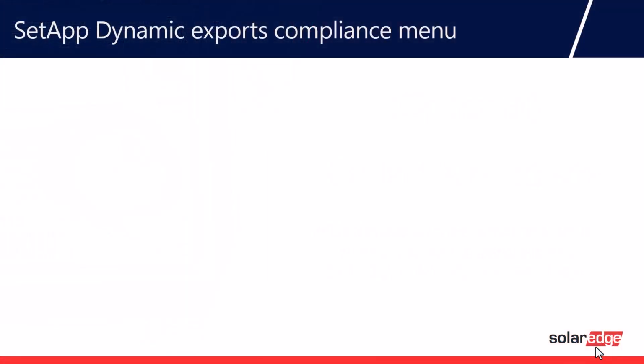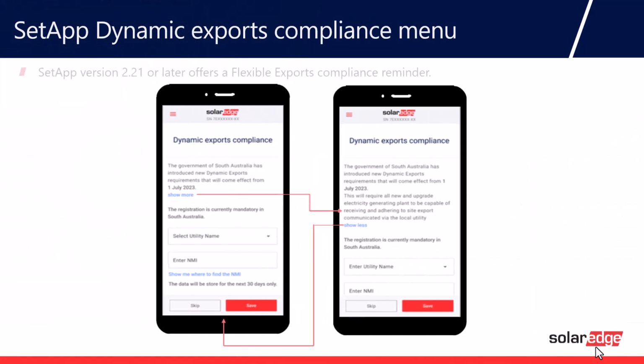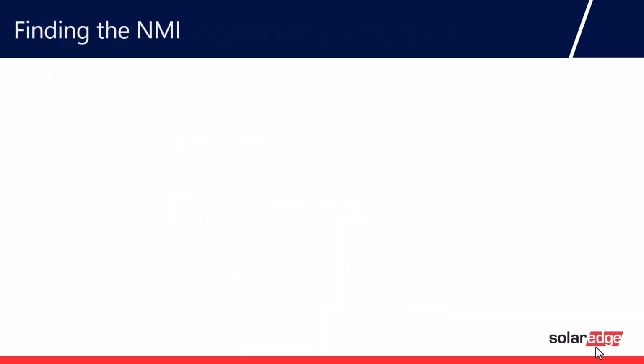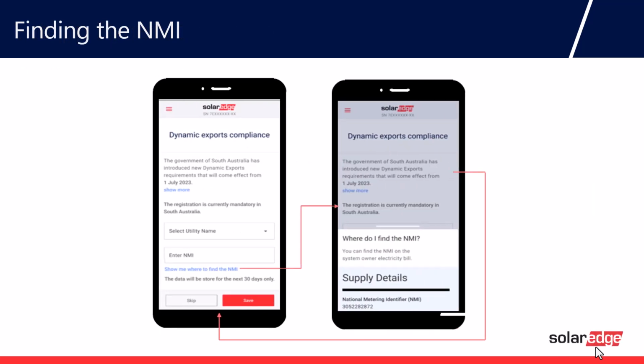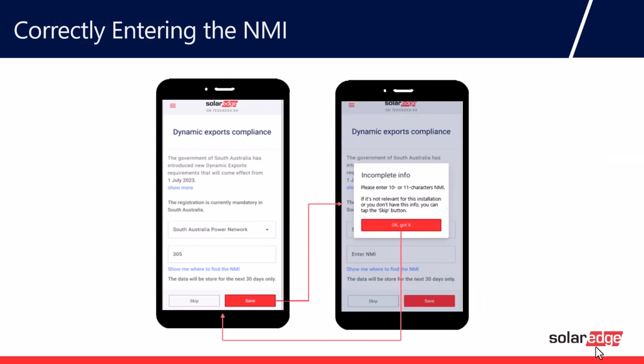There is an optional section which you'll now find on SetApp, version 2.21 or later: a Flexible Exports Compliance Reminder. You'll notice it on SetApp, and it explains that as of the 1st of July, Dynamic Exports compliance applies in South Australia. It triggers you to record the NMI number, helps you identify the correct number, where to find it, and the number of characters the NMI should have.